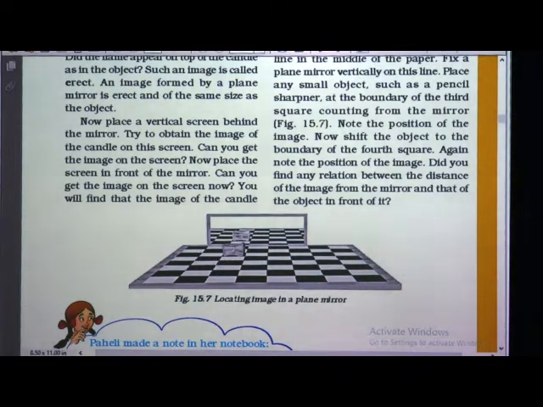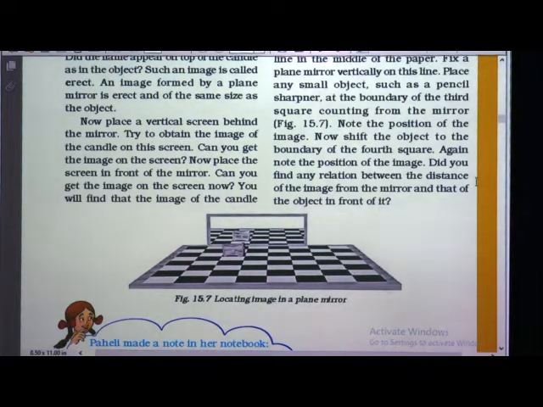Then in this image you can see this sharpener is placed at the fourth position, or fourth square. So when you place this fourth square in front of this plane mirror, you can see the image. You can see in the image that the sharpener is also placed at the fourth position. So did you find any relation between the distance of the image from the mirror and that of the object in front of it?